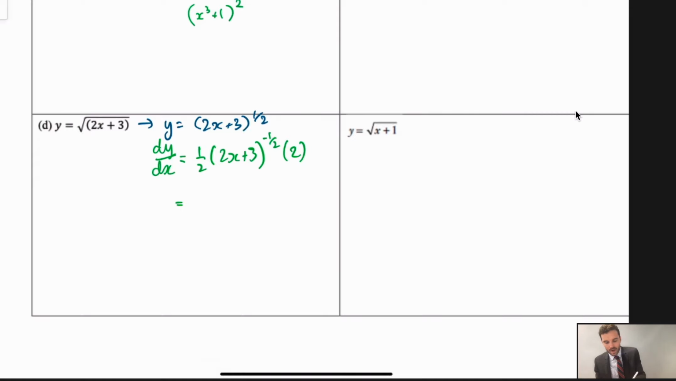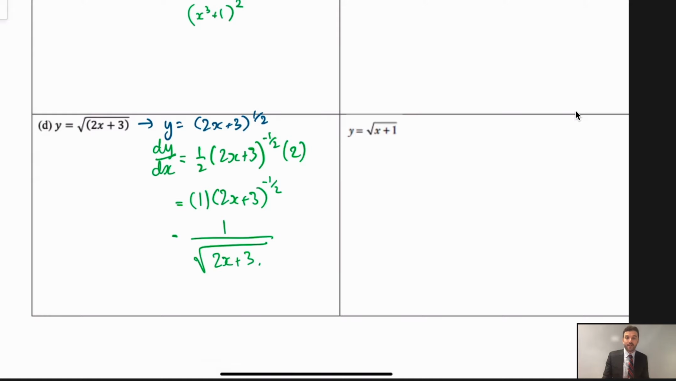Now let's clean that up. 2 times a half is 1, so you've got 1, then you've got 2x plus 3 to the negative half, and we can express this as this here. So there we go, we've got our answer.